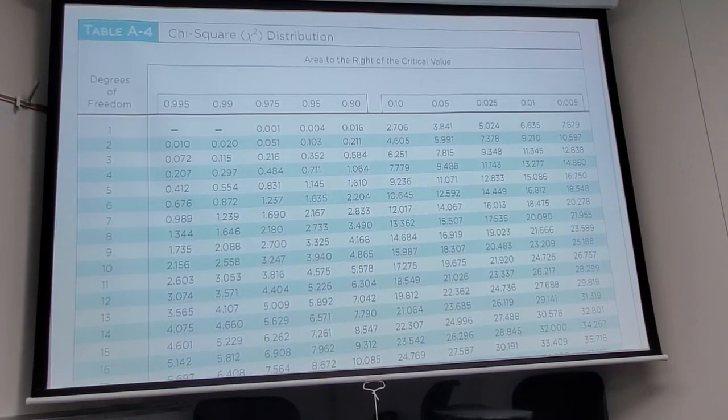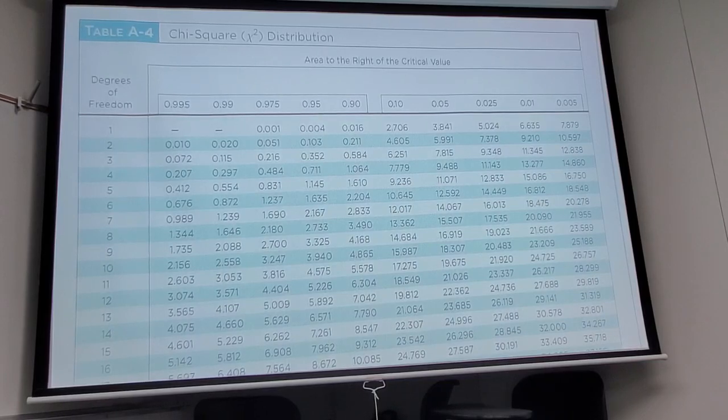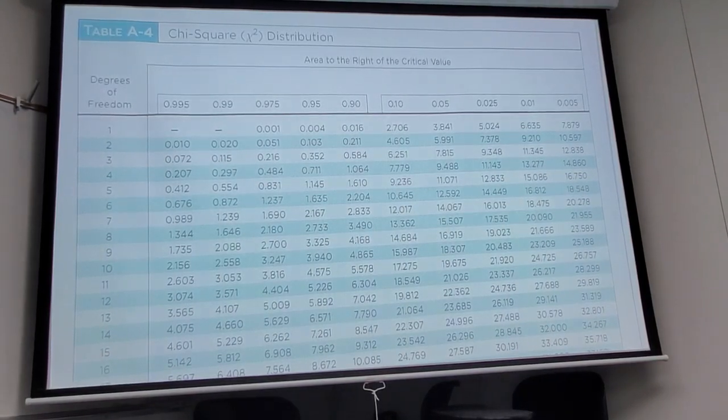So we have 4, 1, 4, 9, 4, 0. For the same reasoning, I've got to square these.